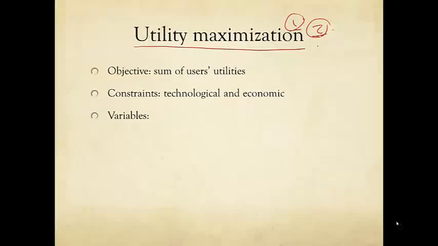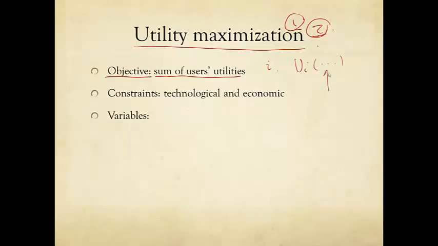What is the utility maximization problem? It's an optimization problem. So we have an objective function, which is the sum of everybody's utility function. For each user i, we have a utility function u sub i, which depends on some arguments.